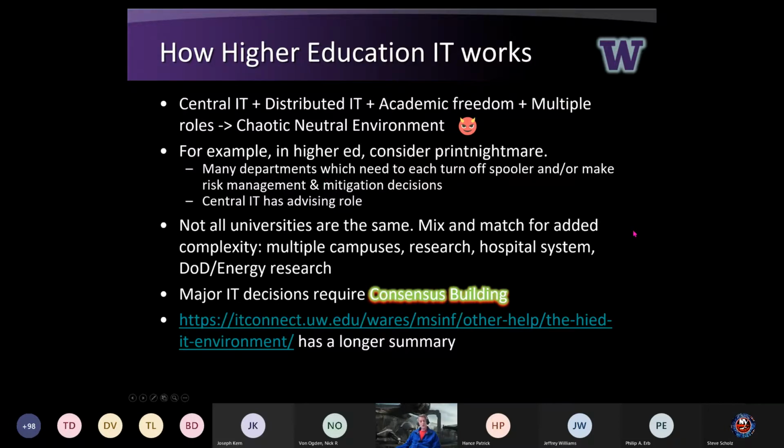And of course, not all universities are the same. Some of them have other things that are complexity multipliers. They might have multiple campuses. They might have a lot of research. They might have a hospital system. They might have federally protected research. All of these things make the environment even more complicated. So major IT decisions really require consensus building, because when you go to change an infrastructure element, it requires that consensus be built.